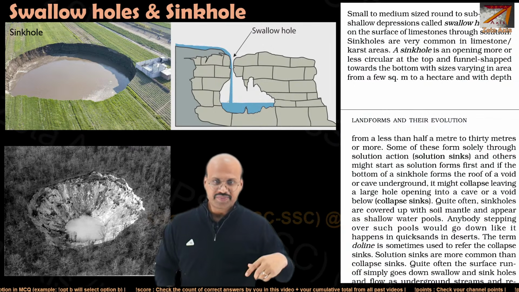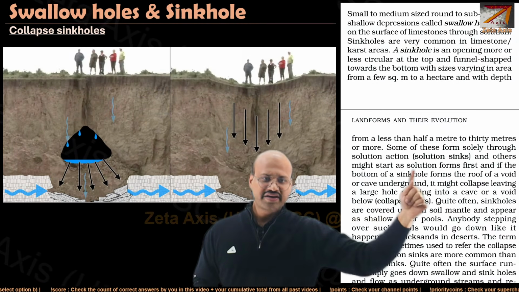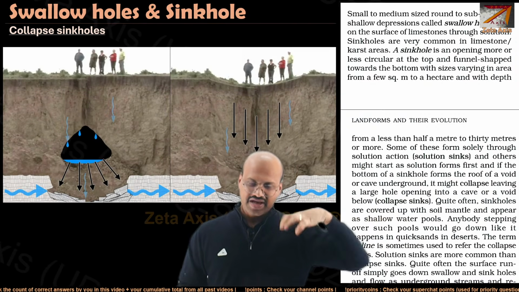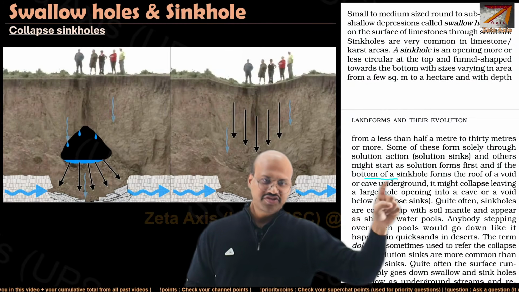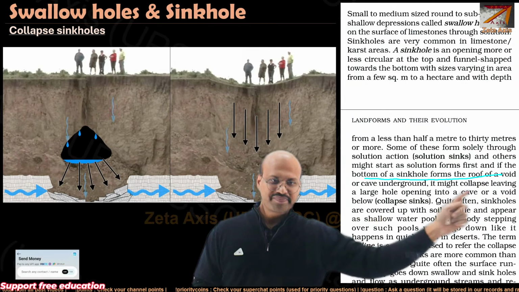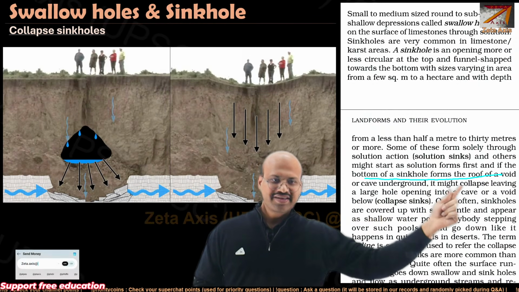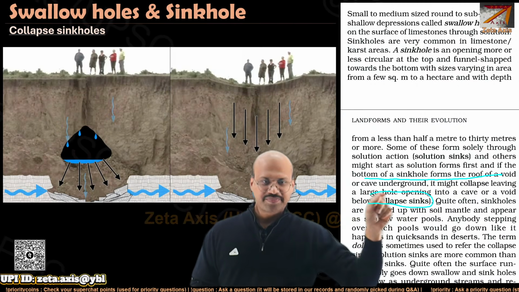However, sometimes others might start as a solution form. So there may be another type which starts by the action of water solution. But if the bottom of a sinkhole forms the roof of a void or cave underground, it might collapse, leaving a large hole opening into a cave or a void below, and it is called a collapse sink.